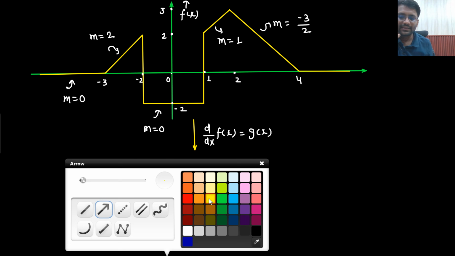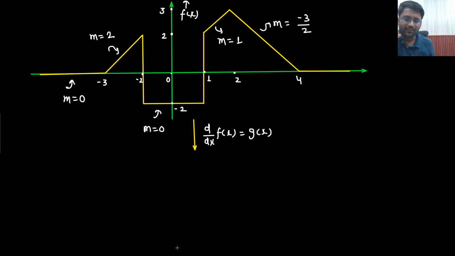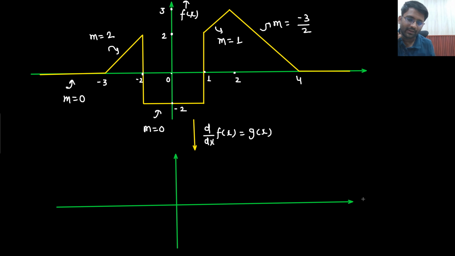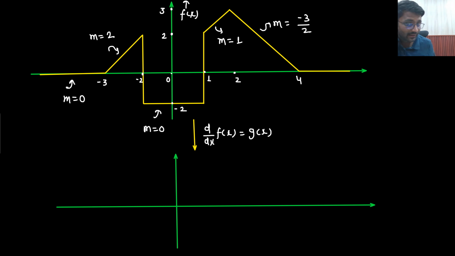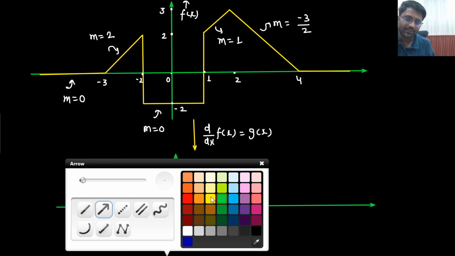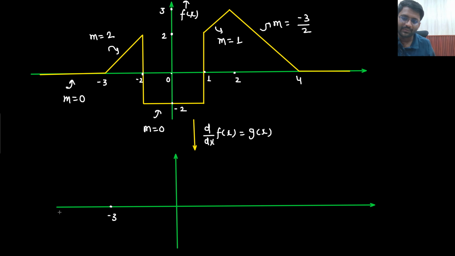But one more important part is there that we will see when we draw the graph. So now I am drawing the graph of the differentiation. So let's see it. Till this point, till minus 3, what is the slope? The slope is 0. Till minus 3, the slope is 0.